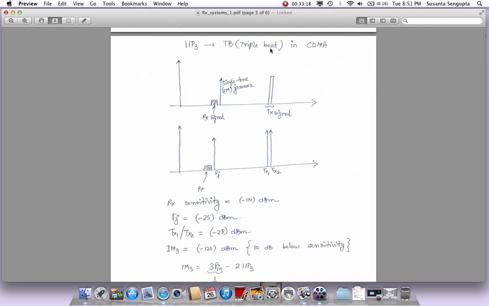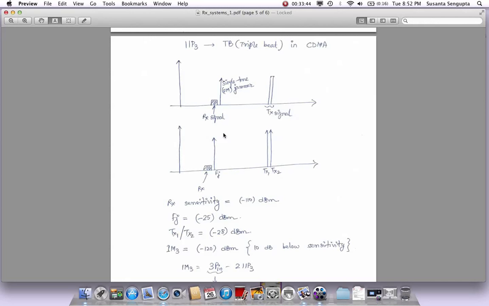You've got three tones, and if you do a cube of it, it will actually give you this scenario, which is what we call triple beat. So let's take a case like this, where you have an RX signal, a little signal, and here might be your TX signal. It's actually comprised of many subcarriers, but we can model it as just two tones, which I'm showing as TX1 and TX2. And there could be another unwanted, like a single tone jammer here.